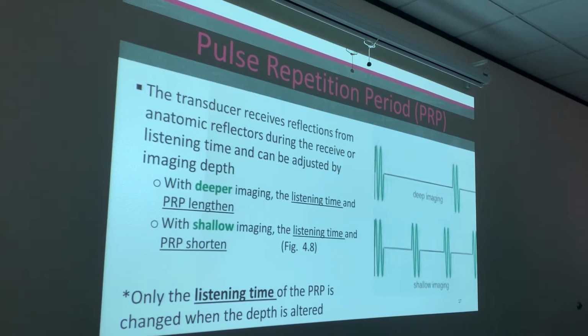Which organs does this involve in shallow imaging? The thyroid is an example. The scrotum is an example. Those are examples of shallow imaging structures. Deep structures would be the pelvis and the abdomen. All of those structures would be a lot deeper. Again, guys, only the listening time of the PRP is changed when the depth is altered.